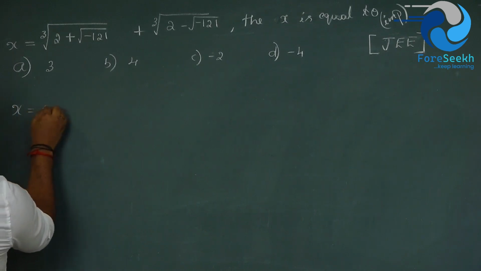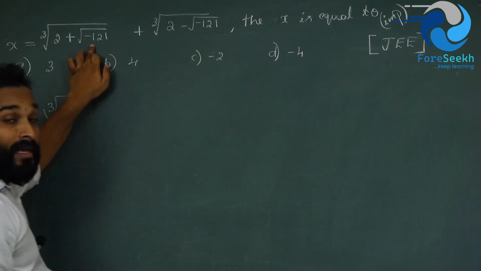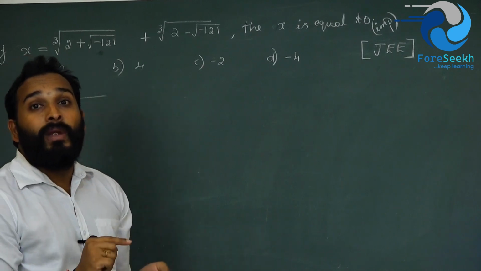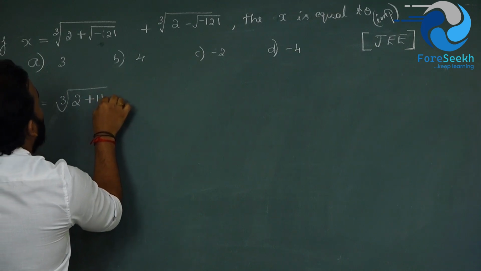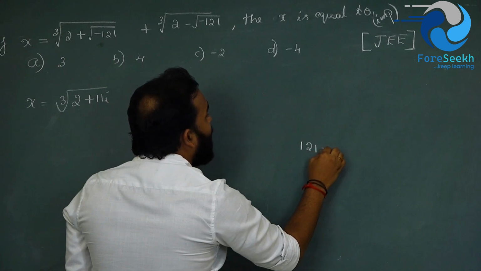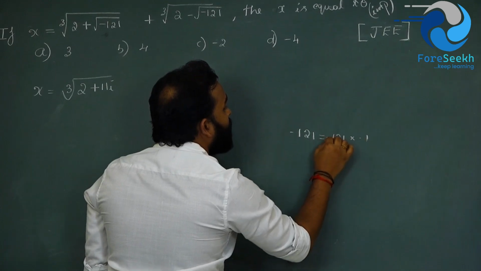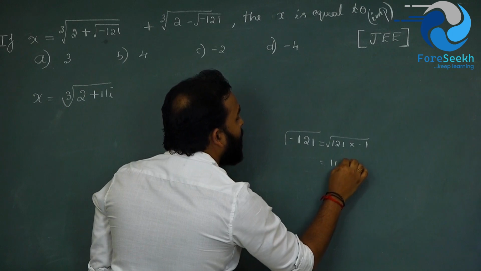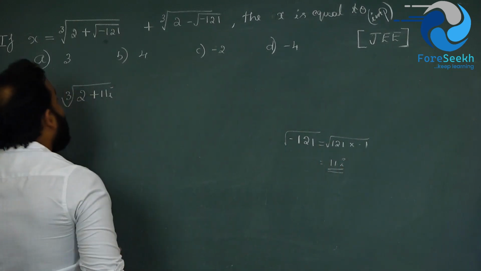I will write my x as cube root of 2 plus... We know how to write root of minus 121, children. We can write root of minus 121 as root of 121 into root of minus 1. Minus 121 is written as 121 into minus 1, with both terms under the root. So root of 121 becomes 11, and root of minus 1 becomes i. So you write it as 2 plus 11i. This is a very important step.